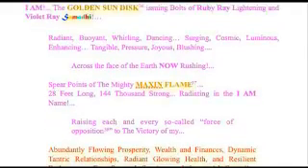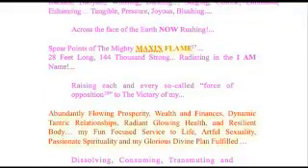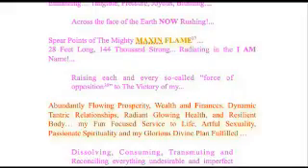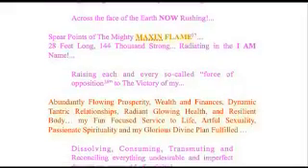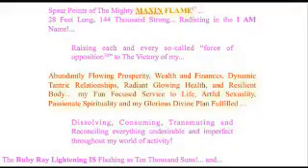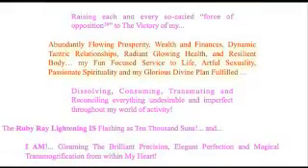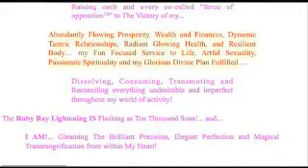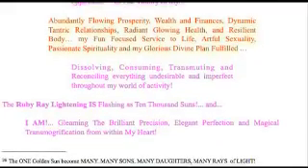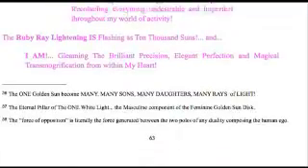every so-called force of opposition to the victory of my abundantly flowing prosperity, wealth, and finances, dynamic tantric relationships, radiant glowing health and resilient body, my fun-focused service to life, artful sexuality, passionate spirituality, and my glorious divine plan fulfilled, dissolving, consuming, transmuting, and reconciling everything undesirable and imperfect throughout my world of activity. The ruby ray lightning is flashing as 10,000 suns, and I am gleaming the brilliant precision, elegant perfection, and magical transmogrification from within my heart.